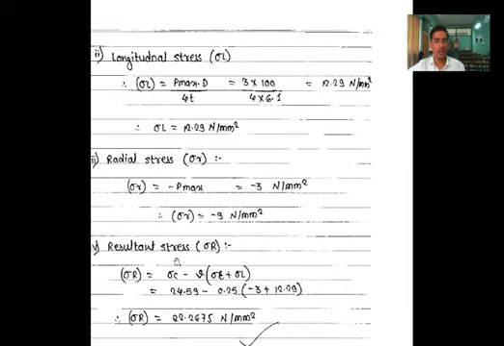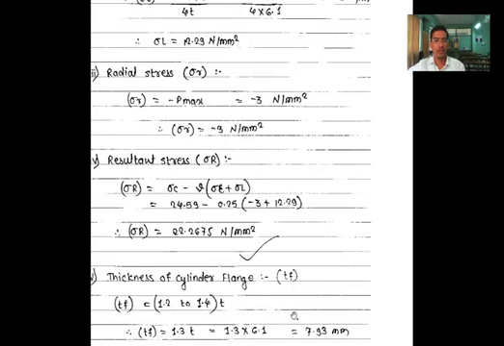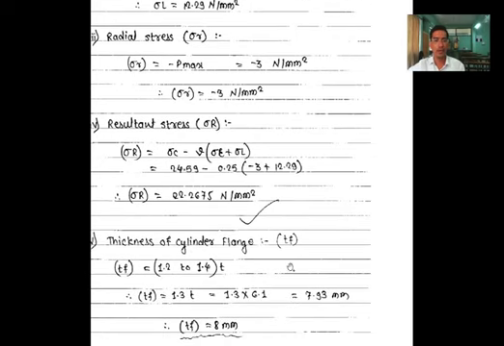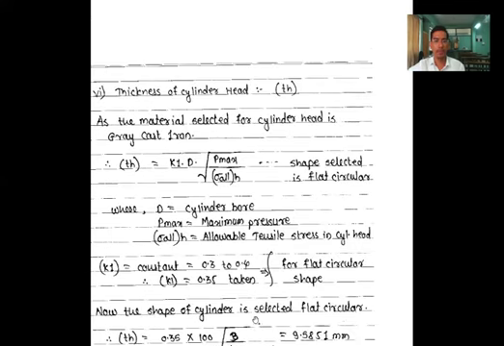Then the final resultant stress, putting the values, we will get the resultant stress equal to 22.26 Newton per mm square. Next one is the thickness of the cylinder flange TF. So TF is always 1.2 to 1.4 times the thickness of the cylinder. So TF is equal to 1.3 into 6.1. So 6.1 will be the thickness of the wall of the cylinder. So the thickness of the cylinder flange will be equal to 8 mm.